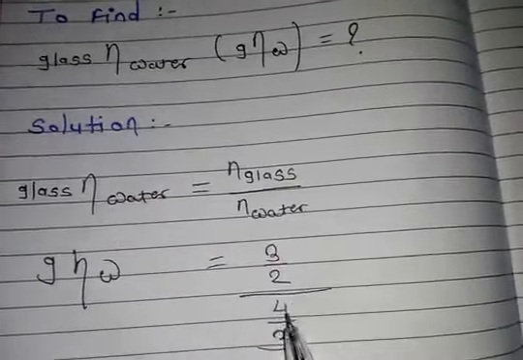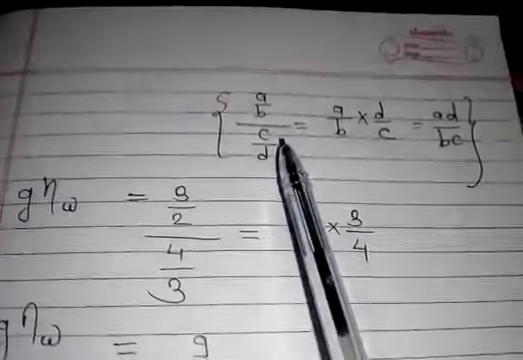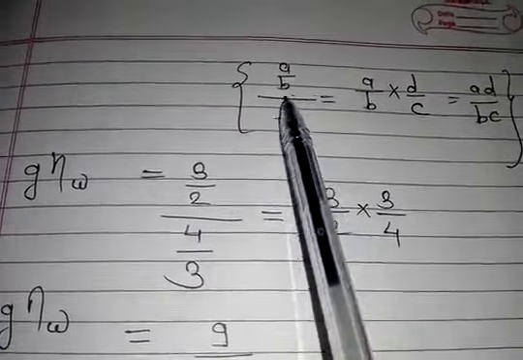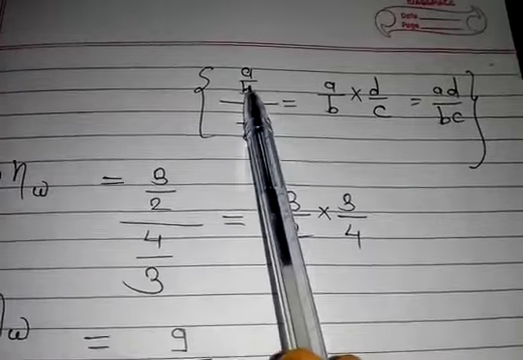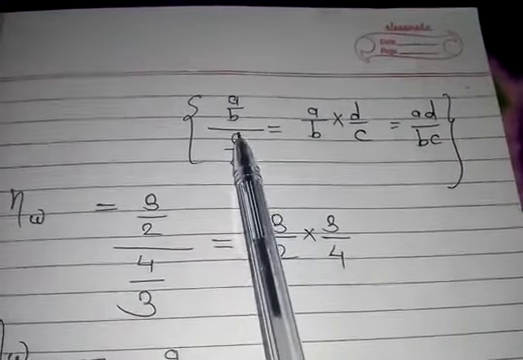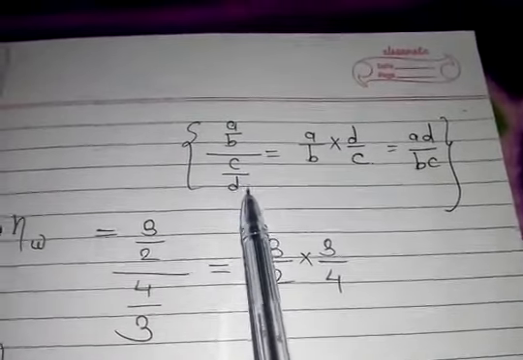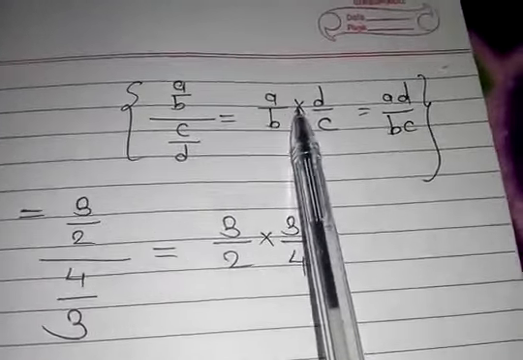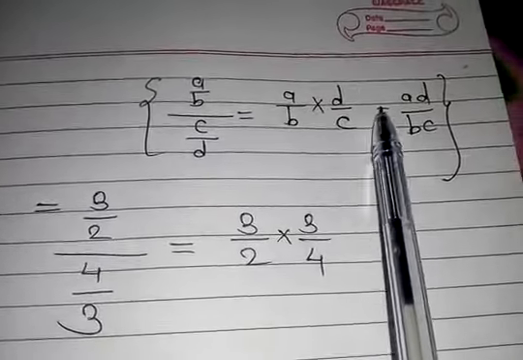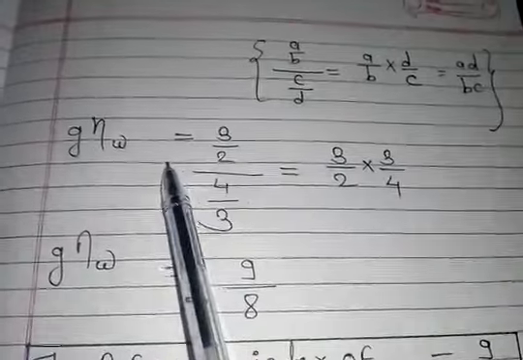Students, let's see how the division will take place. Here is one algebraic expression: A by B divided by C by D is equal to A by B into the reciprocal of the whole term. Here you can see this term gets exchanged, D will come over here and C will go in the downward direction. So A by B into D upon C is equal to AD upon BC. The same thing we are going to apply over here.